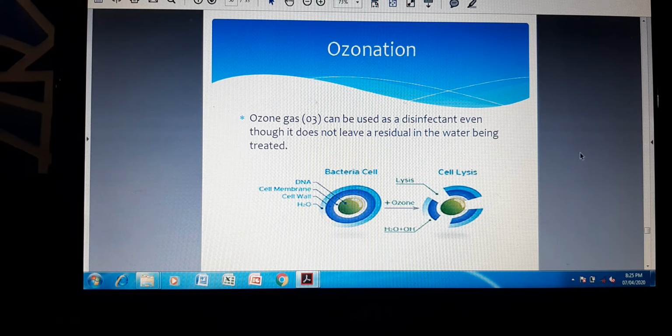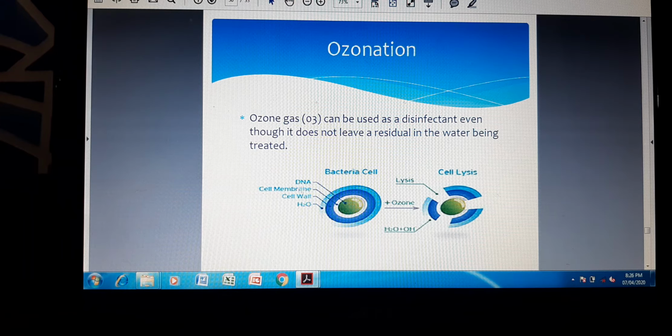Now the second part of this advanced treatment is ozonation. Ozonation means you use ozone gas as a disinfectant, even though it does not leave a residual in the water being treated. It means killing the bacteria by using ozone gas. This is already explained in this particular bacterial cell with the help of this diagram.